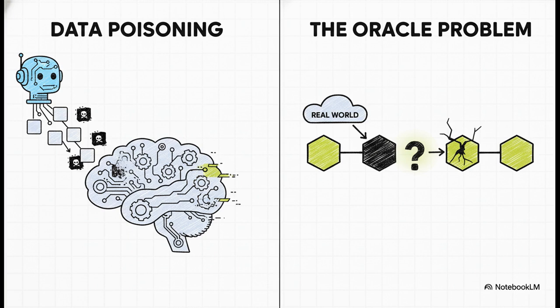Think about something like data poisoning. You could have a self-driving car's AI being trained on fake images. That's terrifying, right? Or what about the Oracle problem? That's where a totally secure smart contract gets fed bad, unverified data from the outside world and acts on it. This stuff isn't just a simple bug, you know? It's a fundamental risk to the entire digital world we've built.